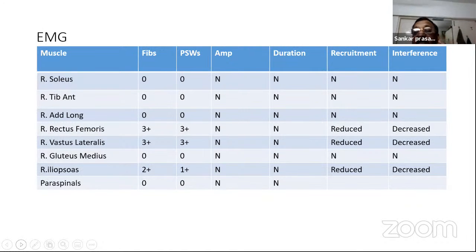Where are you finding abnormalities? Tough, huh? Yeah, somebody cracked it. Your people are good, you are sharp. Femoral neuropathy, very nice, Suresh. I think you are a master.